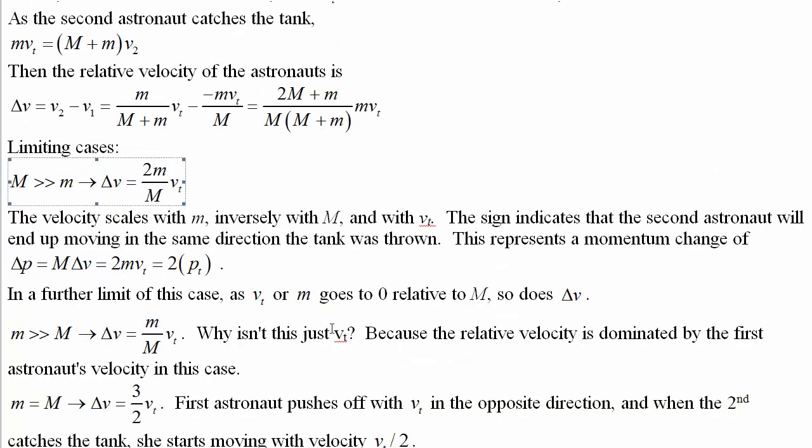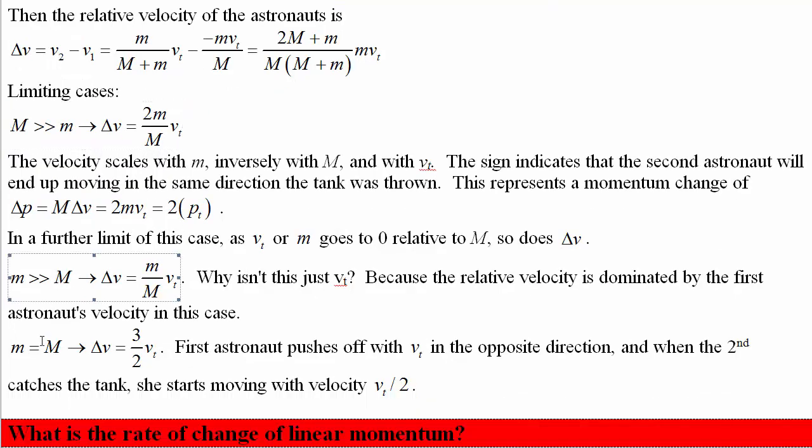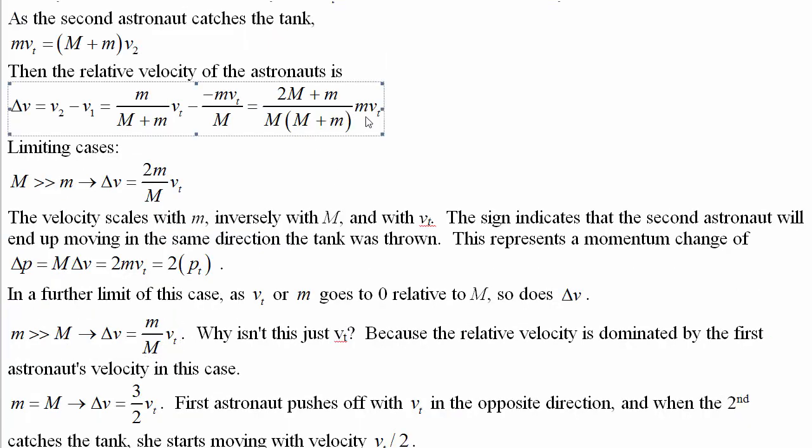And in a further limiting case, if m goes to 0, then so does the velocity change. Let's look at some other cases. What if the tank mass is much bigger than the astronaut mass? Coming back up to our equation, in this case it limits to a similar form of equation to if the tank is much less massive, except we lose the factor of 2. Now the astronaut's mass is neglected relative to the tank's mass, and so the tank just keeps moving along with the velocity that it had, the velocity of the tank. That's why that changes.